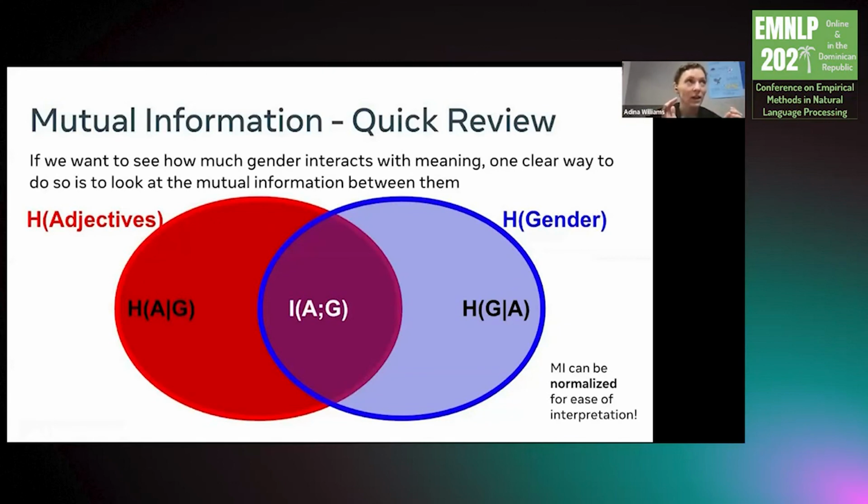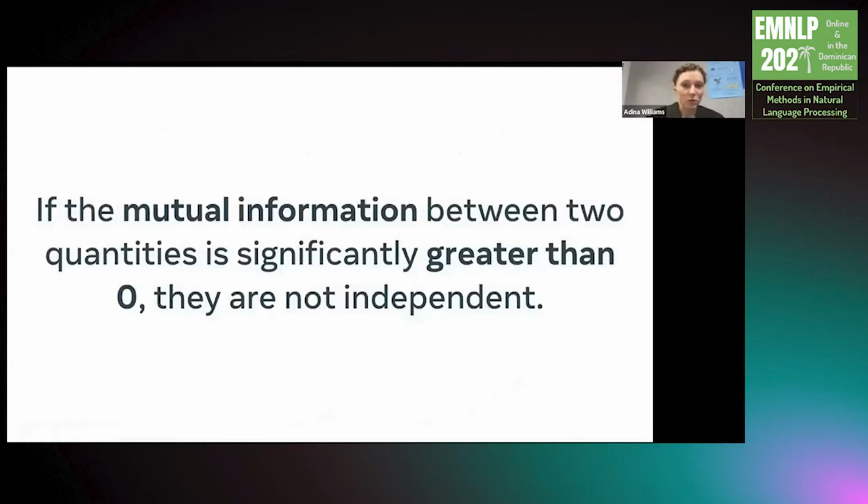In order to make that measure of correlation a bit more interpretable, we also normalize it, so you get a percentage. You can think of the result that I'm about to show you as a percentage of entropy reduced, which is similar to how much information you get about the relationship between the two. If mutual information between the two quantities is significantly greater than 0, they are correlated, they're not independent. That's a one-sentence summary.